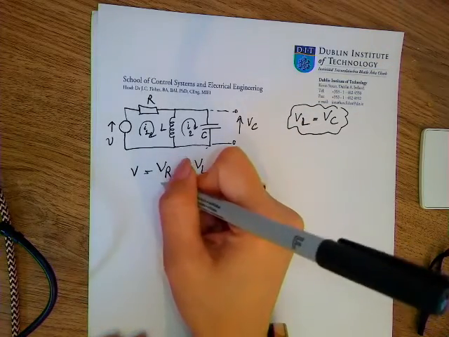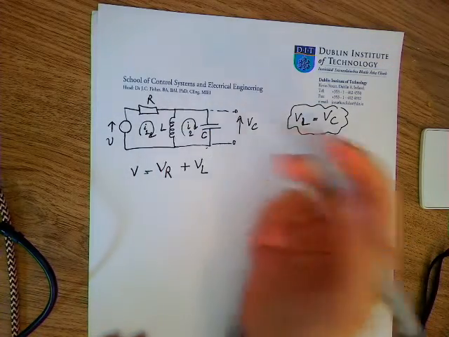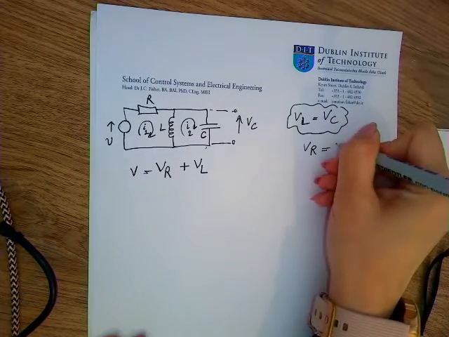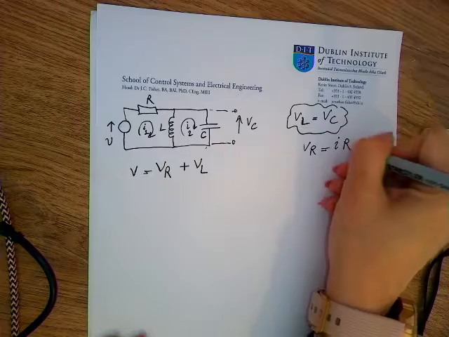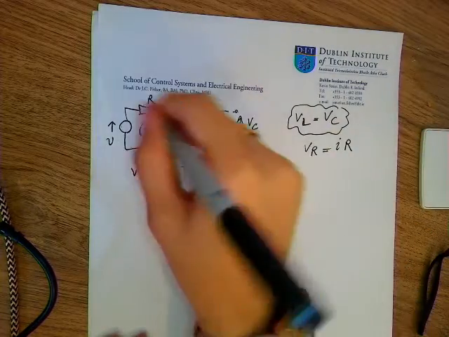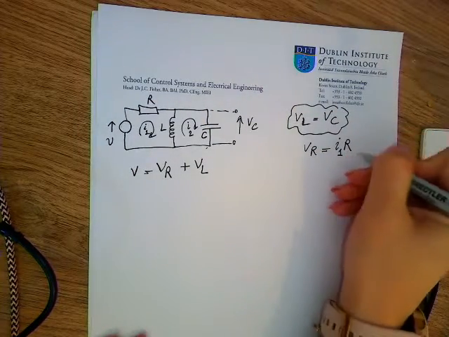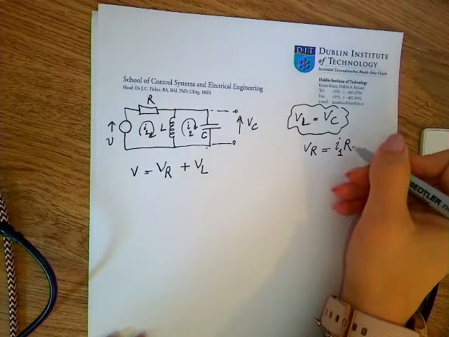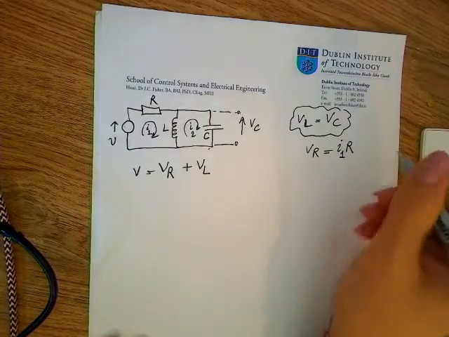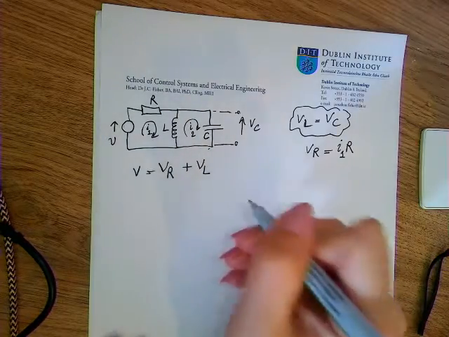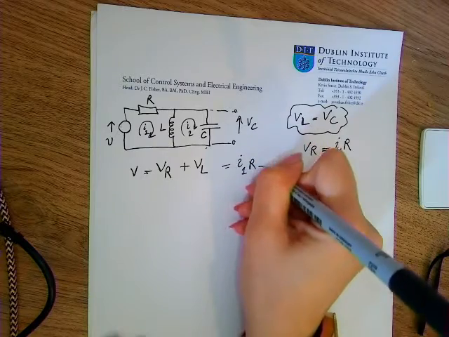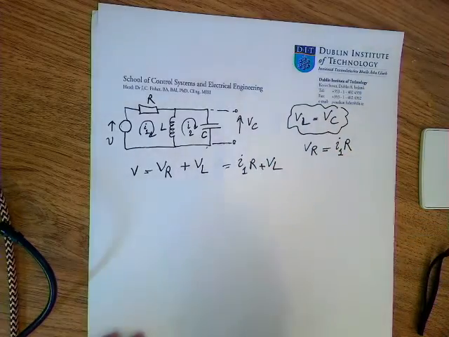It's easy to replace VR. We know that VR is equal to the current multiplied by the resistance, and the current flowing here is I1, so I have I1 multiplied by R. Now let's write that here. So that will look like this. Now let's look at VL.